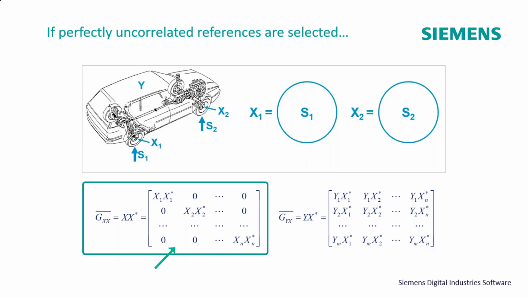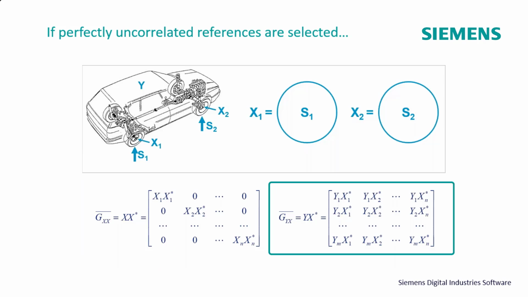And in modal testing, if I put multiple shakers on my system, if you ensure that the shaker inputs are going to be perfectly uncorrelated, this is what it looks like. The reference auto power matrix will have values on the diagonal, but the off diagonal terms will always be 0. That's why we can do a multi-reference modal test, because we have to ensure that those references are perfectly uncorrelated. And if you use any of the test lab tools to send out those output signals to drive the shakers, we ensure that those references are going to be uncorrelated.